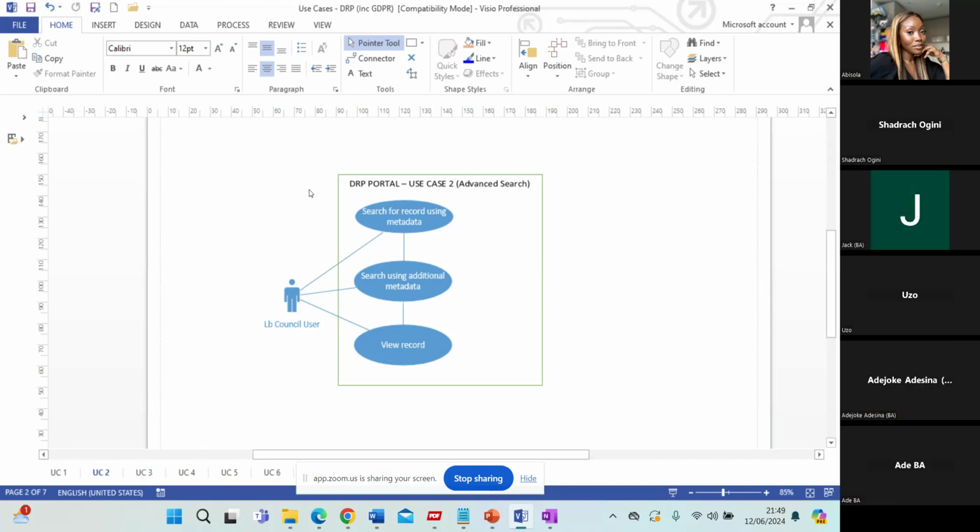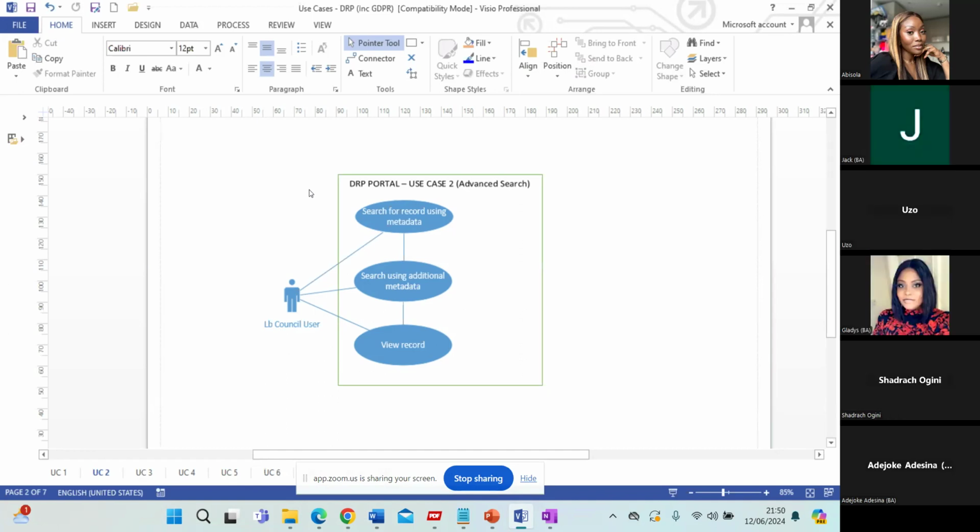Yes, please. I can't see who that is, but go ahead and ask, Shadrach. Hi, Shadrach. Please ask a question. My question is, so for every use case, you have to create a use case diagram, right? Yes. Okay. So each diagram captures one use case.